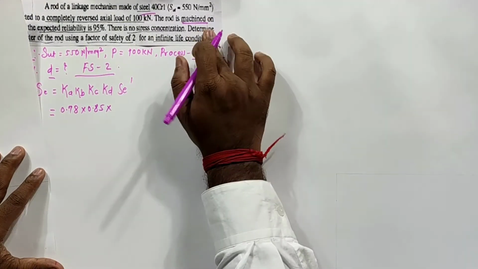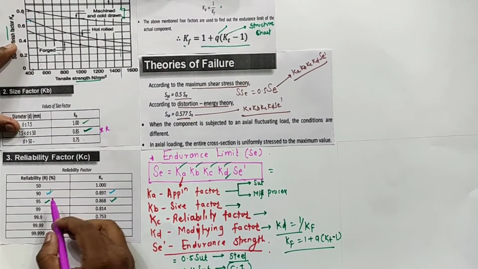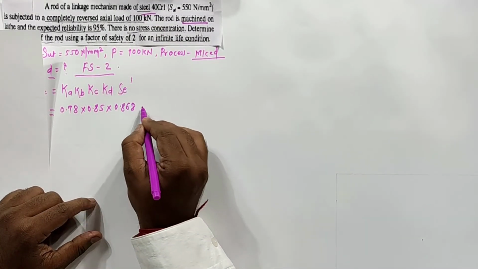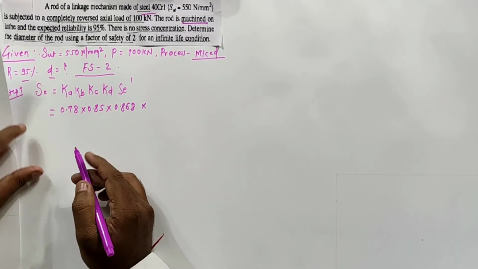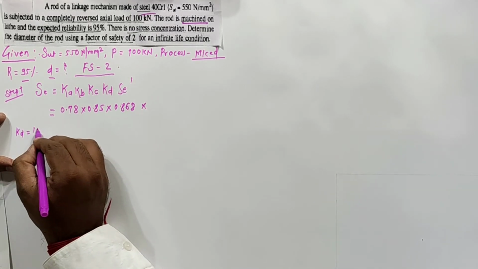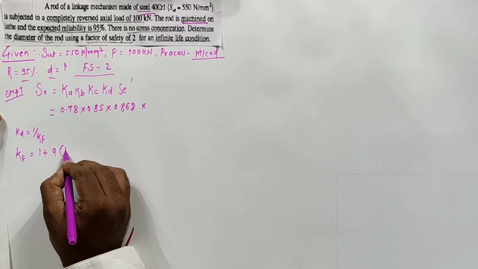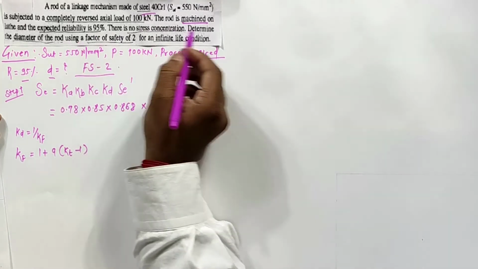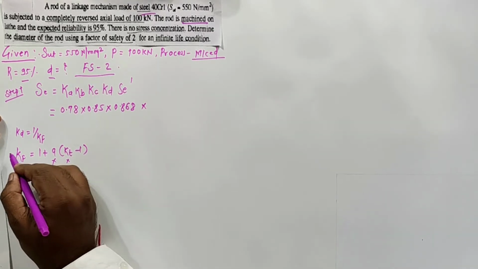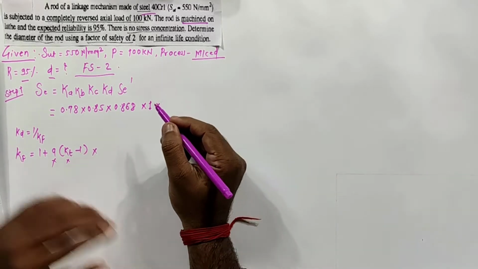0.85 into Kc, the reliability factor. How much reliability is given? 95, so 0.868. 0.868 into Kd, the modifying factor. Kd is nothing but 1 by Kf, and Kf is 1 plus q into Kt minus 1. Is q given? No. Is Kt given? Any structure? No. So two unknowns are there, not possible to calculate. We'll have to consider 1. Understood? 1 into Se dash.